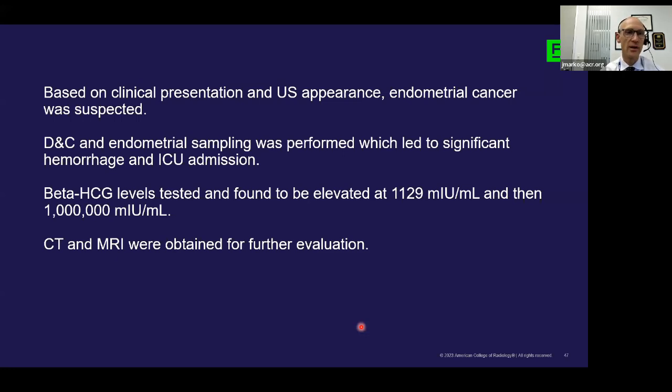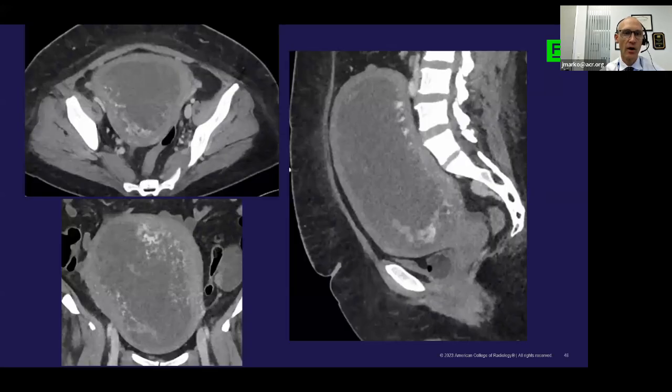She was further evaluated with a CT and MRI. Here are three different post-contrast CT images, and you can really nicely see the extent of the abnormality. There is a mass expanding the endometrium, thinning out the myometrium. It is mostly very low in attenuation, and if you look very closely, you can imagine that there may be some little tiny cystic structures in there. Now, the solid components are extremely vascular, which is common in the setting of gestational trophoblastic disease.